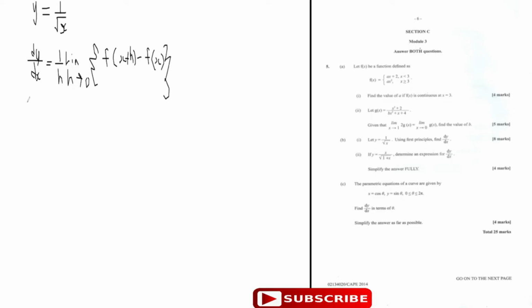Alright, and so what we're going to get then is dy by dx is equal to 1 over h times, you just need to plug in now f of x plus h. Plugging in x plus h in here, you're going to get 1 over the square root of x plus h, minus f of x, and f of x is just 1 over root x.